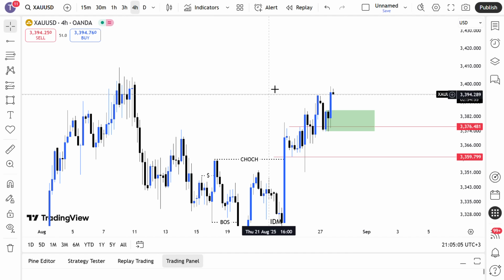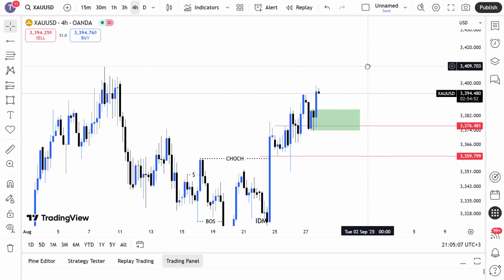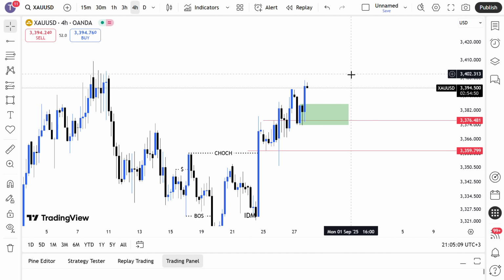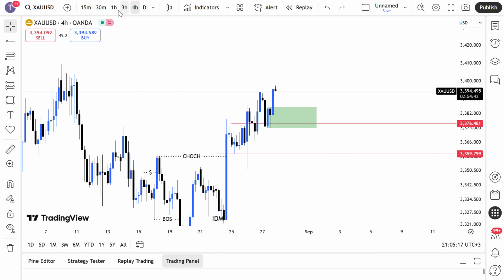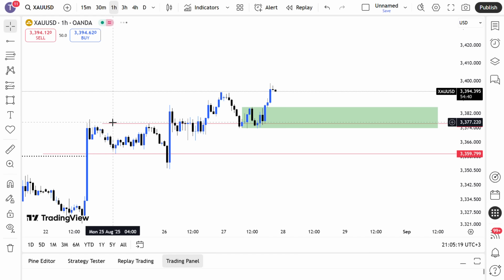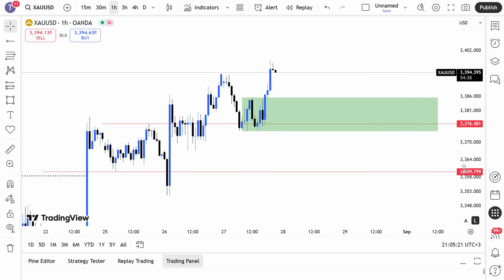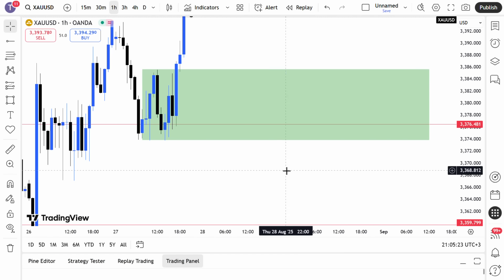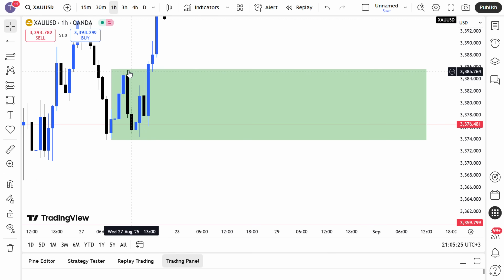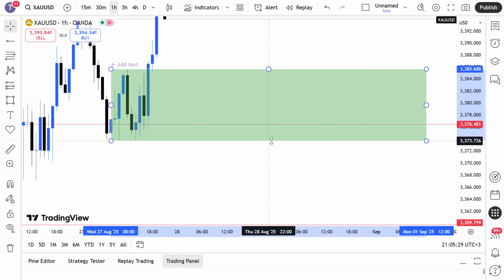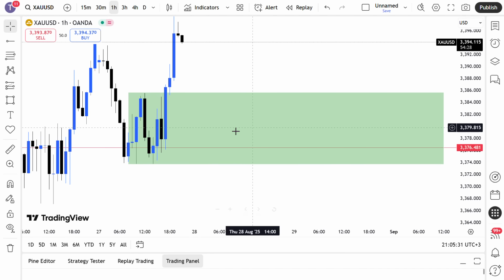That's why I'm still looking to buy gold, and I think if we have a good pullback into this area, we will be looking for buys to the upside. So on the 1 hour time frame, you can see that this is the 4-hour order block, from the high of this range to this low, and this is a very big order block.